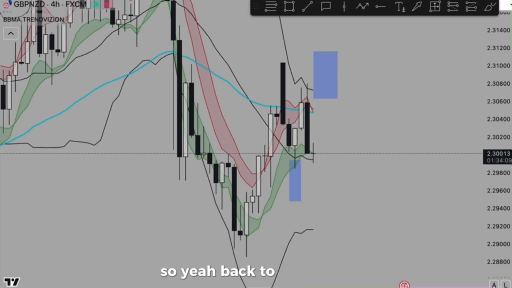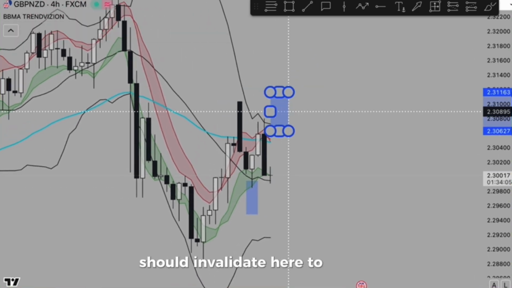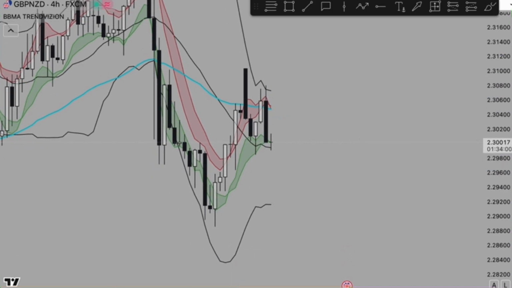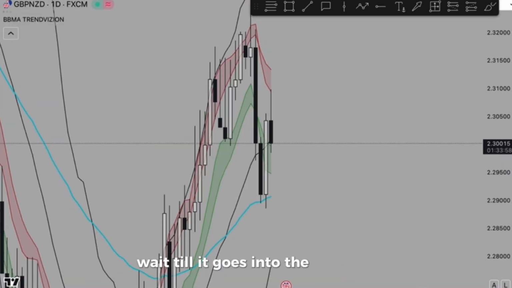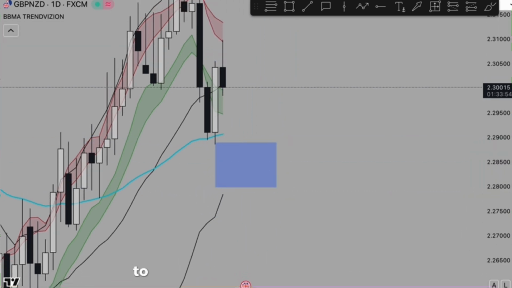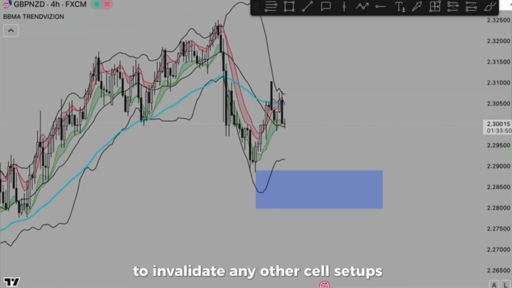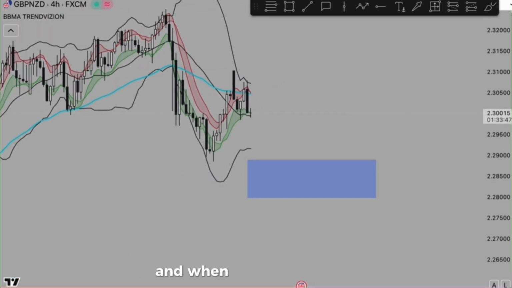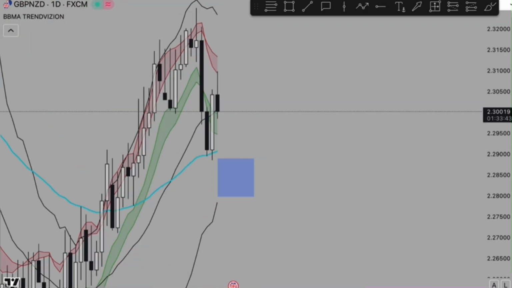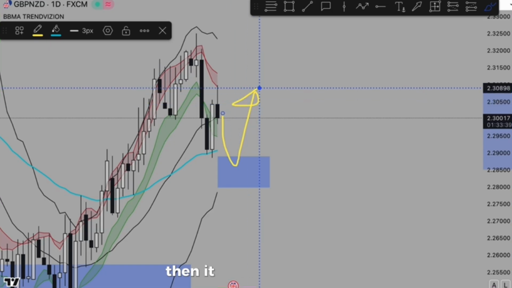So back to the 4-hour, it should invalidate here to take a buy, otherwise you just wait and wait till it goes into the daily MA low to invalidate any other sell setups, and when it has invalidated the 4-hour and the daily sell, then it could go up again.